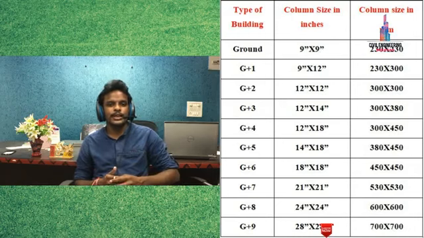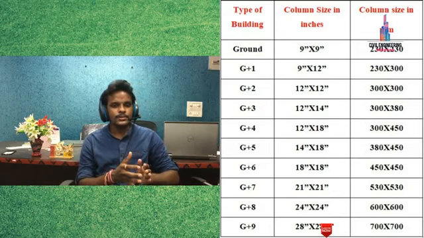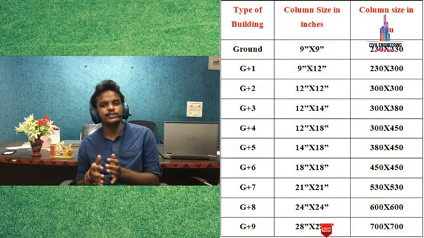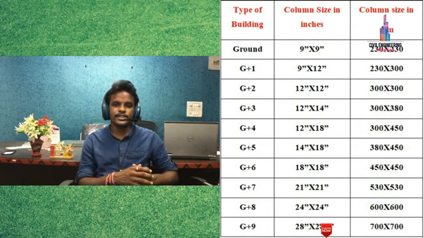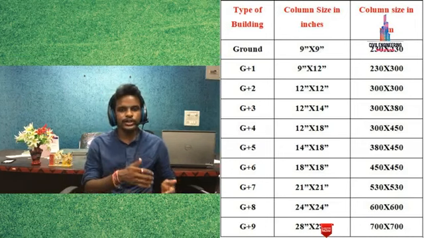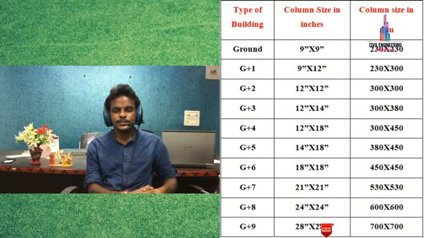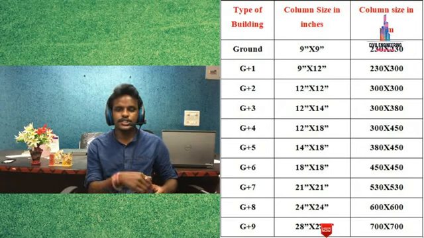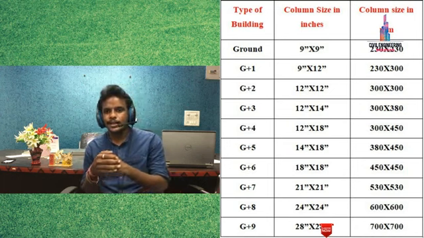Fifth one is G plus 4 building. If you want to construct any G plus 4 building, we need to consider a column size of 12 inches cross 18 inches, which is approximately equal to 300 mm cross 380 mm. My next one is G plus 5 building. For any building related to G plus 5, we need to consider a column size of 14 inches cross 18 inches, which is approximately equal to 380 mm cross 450 mm for the respective G plus 5 building.